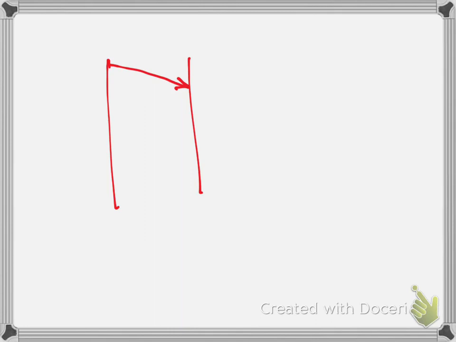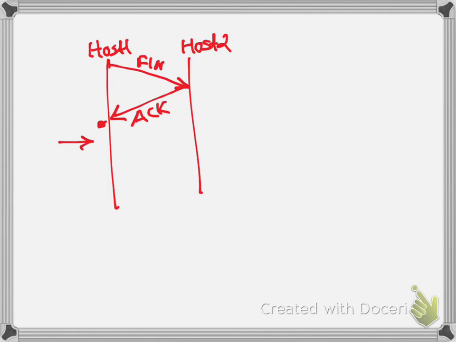So here I have host. This is host 1. So I will send a segment with the fin bit set to 1. When host 2 receives this, it sends an acknowledgement. So after this, from now on, host 1 will not send any data anymore. So this side, that is the transfer from host 1 to host 2, will be over.